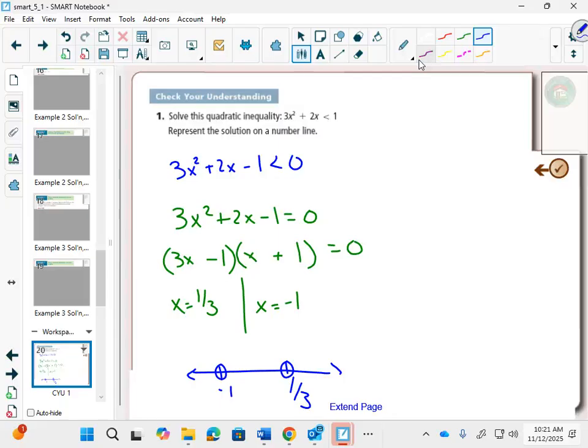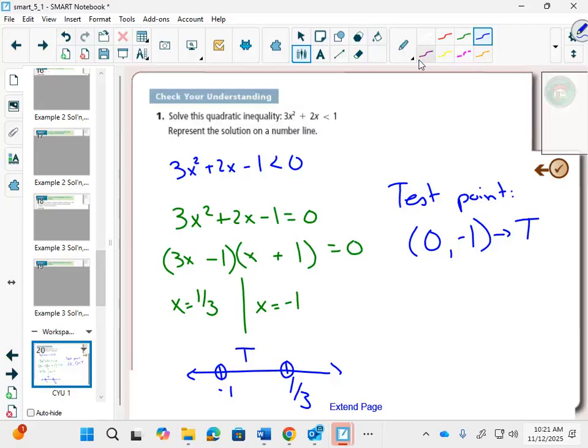Now I have to figure out whether this is going to be false, true, false, or true, false, true. What is it going to be for this one? Two ways you can go about this. You can do test points. So if I try 0, what happens when I plug in 0? Again, -1. True or false? Is -1 less than 0? True. So because I tested a point in between here and it's true, all of this section will be true.